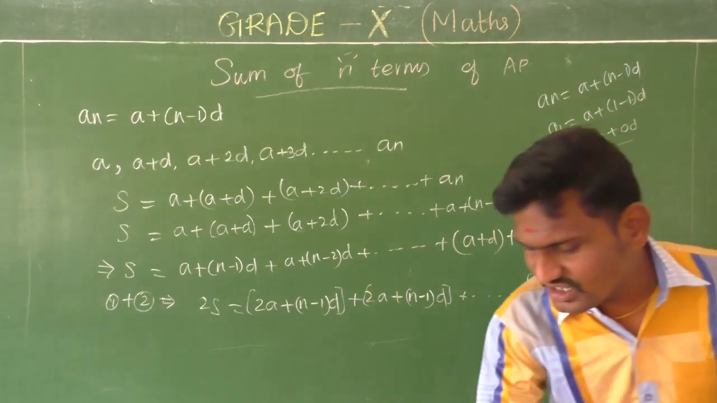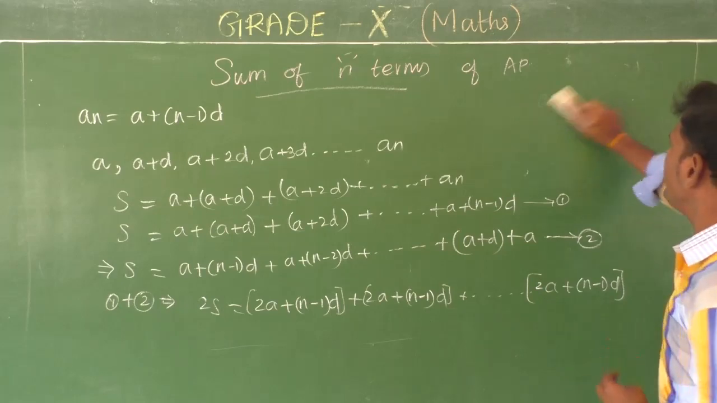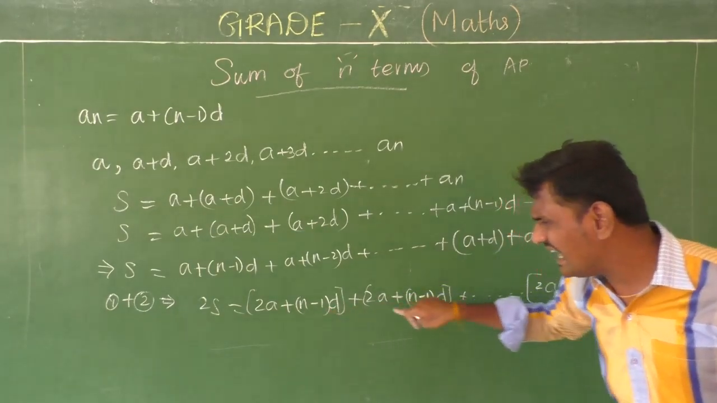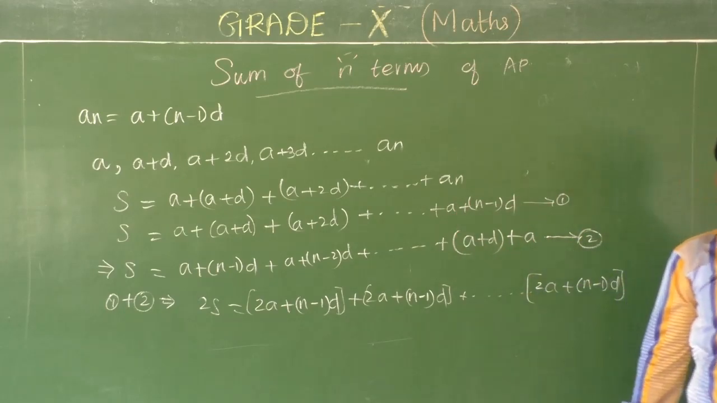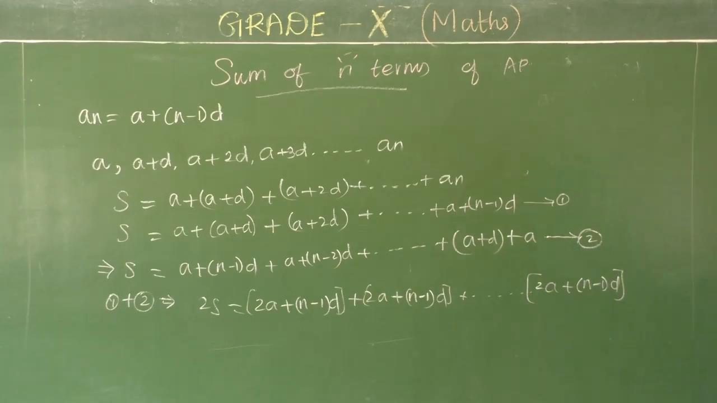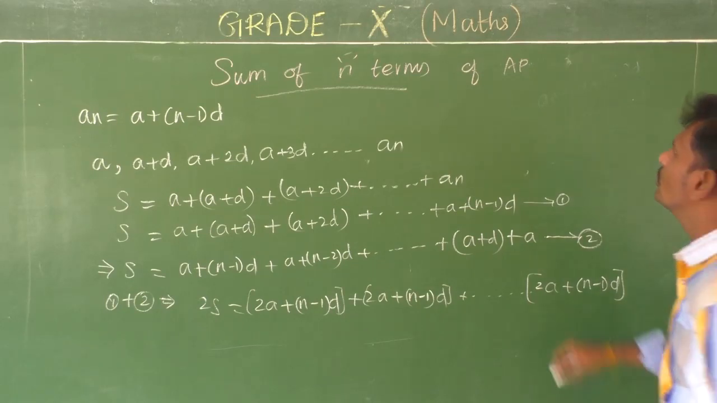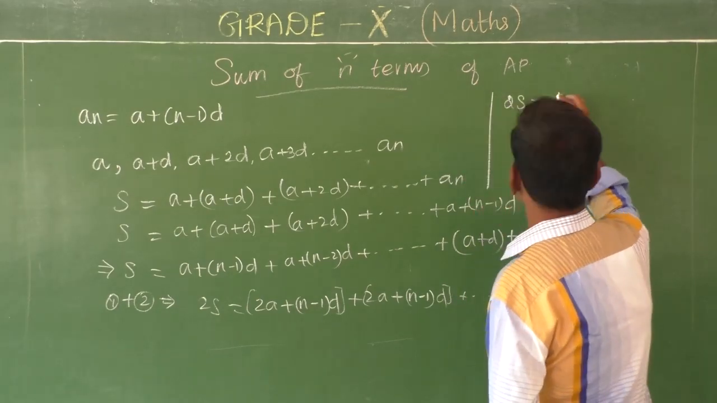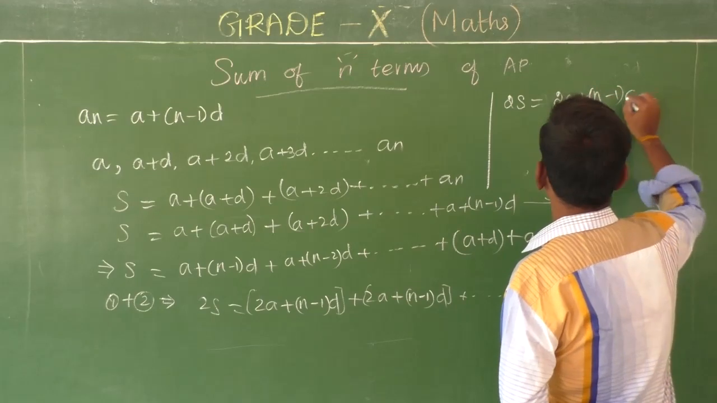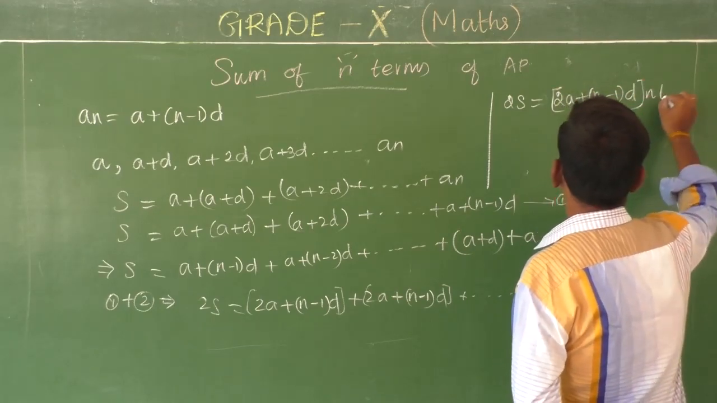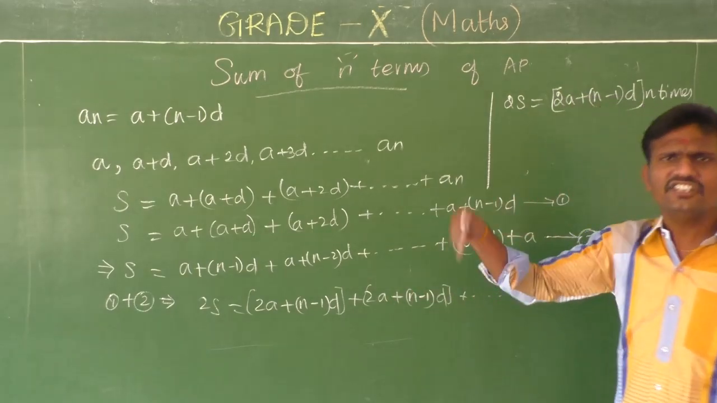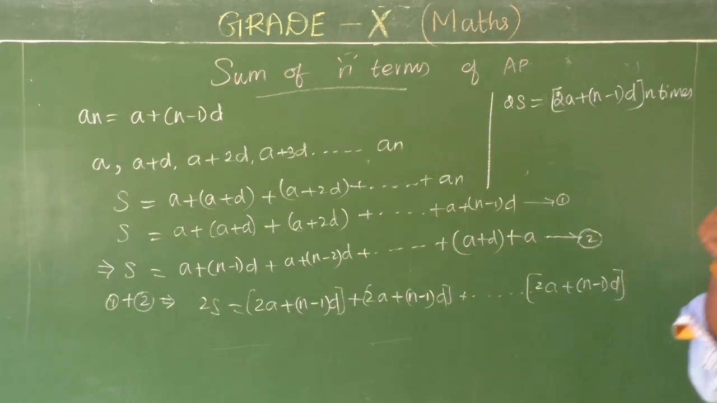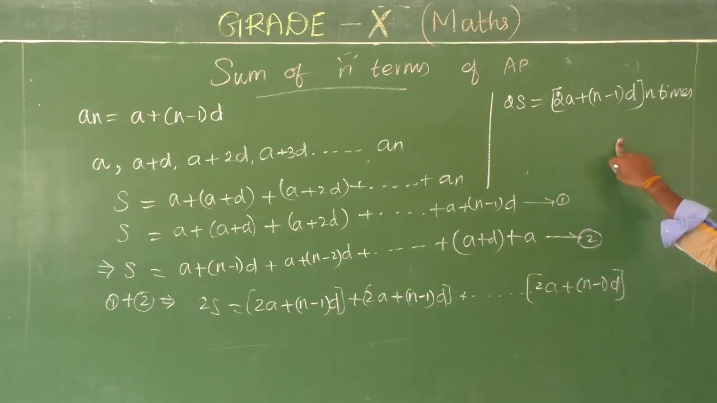And finally I am going to simplify. See, on the right side you have the same term, and so on. Already I told you we have the same terms in the sequence, that is, we consider it as a constant sequence. So here also I am taking the same: 2S equals 2a plus (n minus 1) into d, n times. How many times? n times, because it is going on. We can't say this is the last term. So 2S equals 2a plus (n minus 1) into d, n times.